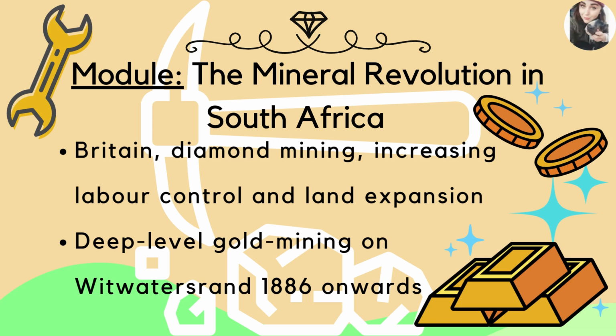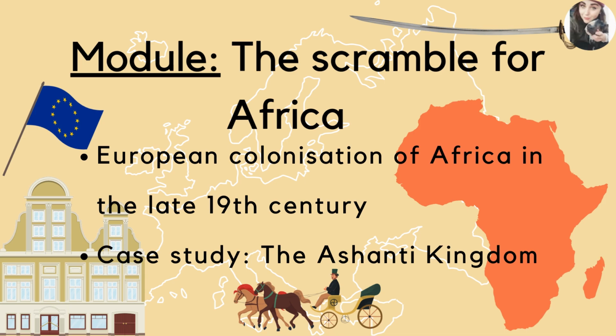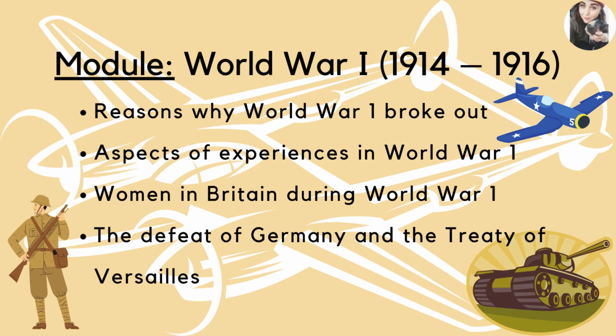Our second module will be the Mineral Revolution in South Africa, and it will be focusing on how Britain, diamond mining, increasing labor control, and land expansion have influenced this, as well as deep-level gold mining on the Witwatersrand in 1886 onwards. The third module is the Scramble for Africa. European colonization of Africa in the late 19th century will be studied, as well as a case study about the Ashanti Kingdom.